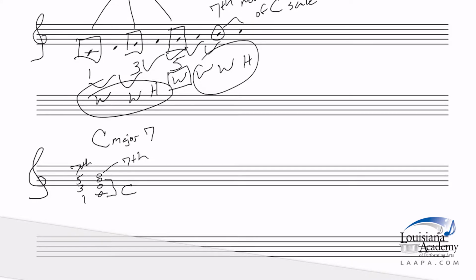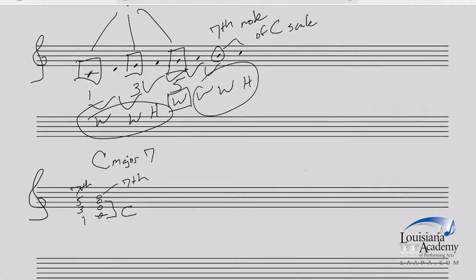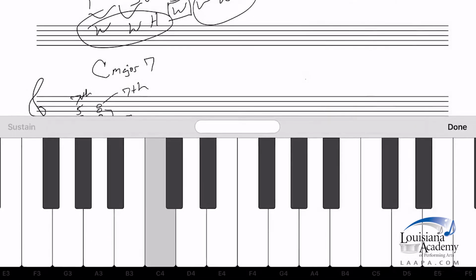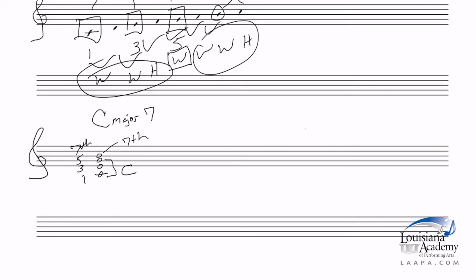Okay, and you can play that on the piano. In fact, I might just be able to pull that up here. Let's see. Got a piano for you. So that would be C, E, G, B. Okay, that's what it would sound like on the piano. That's the notes that you would actually play there.